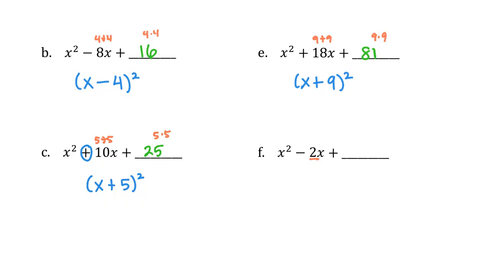Okay, let's look at the 2. 2 divided by 2 is 1. So 1 plus 1 is 2. 1 times 1 is 1. That's completing the square. For the binomial, it's x. Since this is a minus, minus 1 squared. That's my binomial square. Okay, go ahead and try the next one.